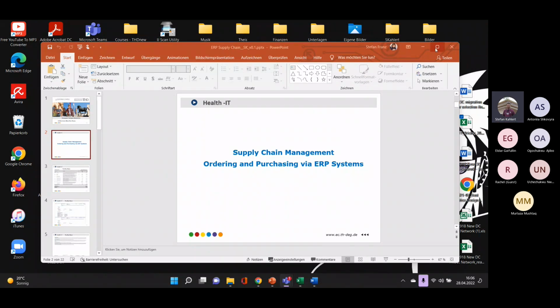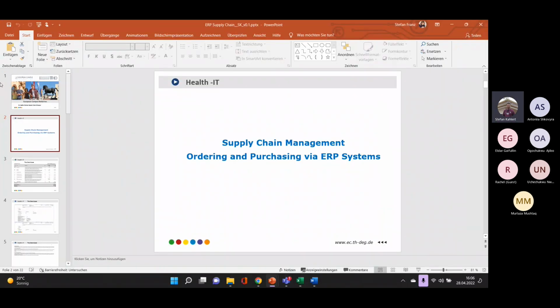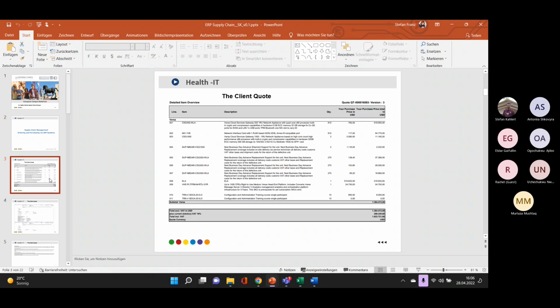Wait a second. So today is about supply chain management, and before we start, we have spoken about ERP systems and which content and how it is integrated. And now I want to proceed with the first part, client quote.